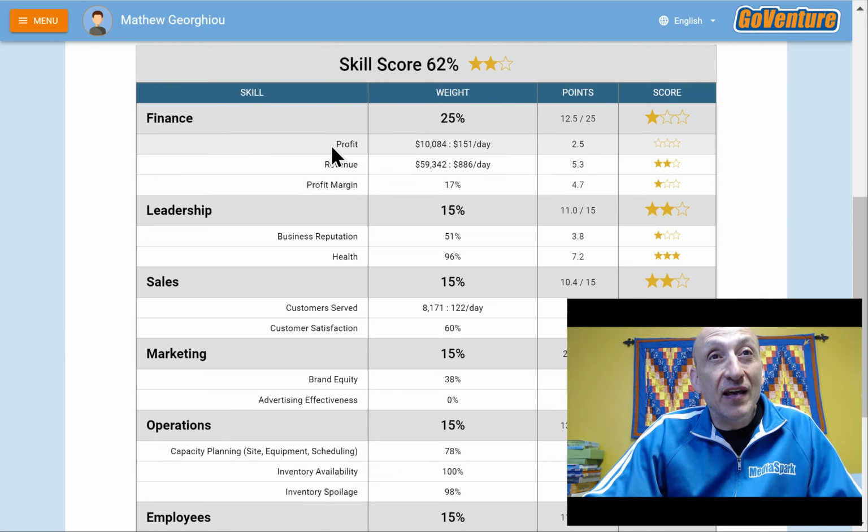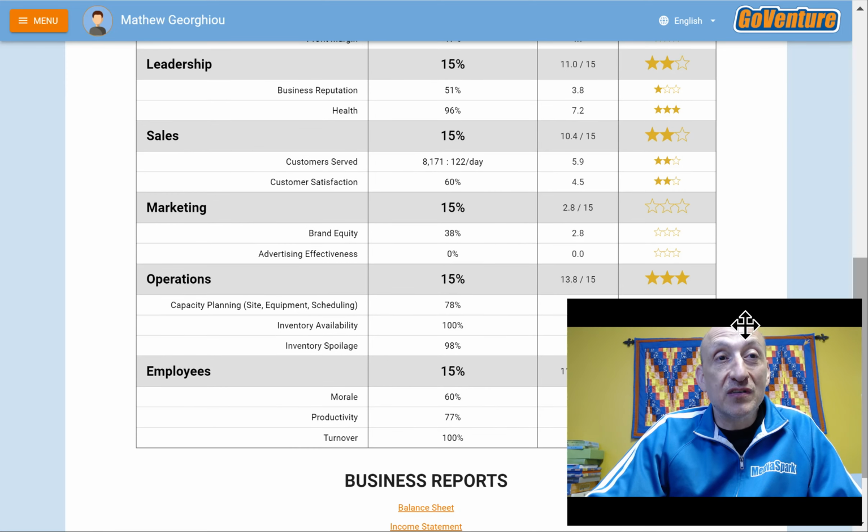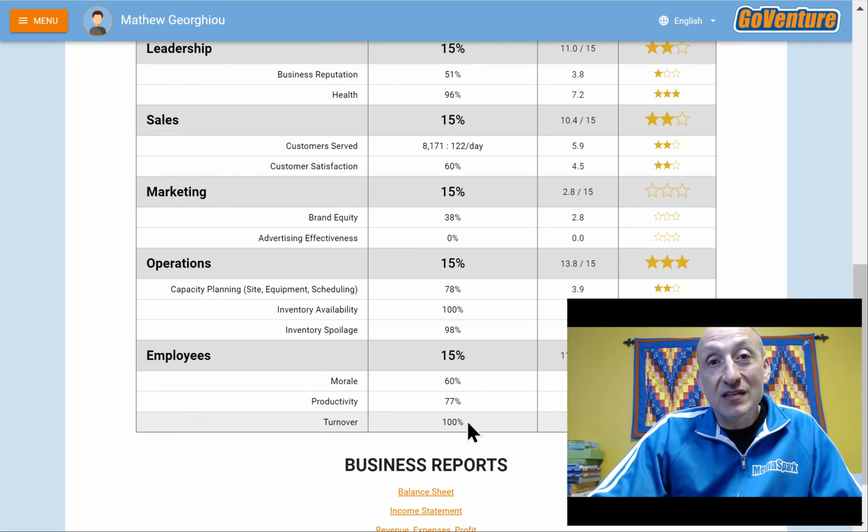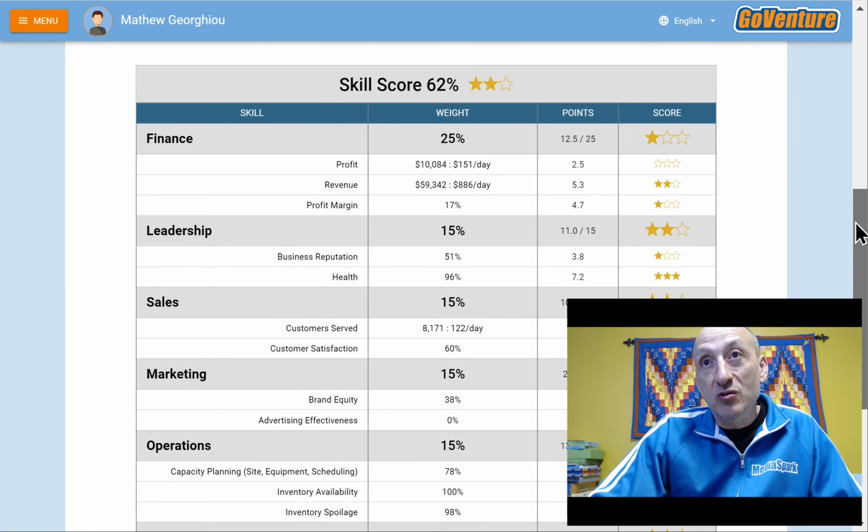And so then if we look at finance, we measure your profit and your profit per day, your revenue per day, your profit margin. In leadership, it's your business reputation, your personal health. In sales, it's customers served and customer satisfaction. In marketing, it's brand equity and advertising effectiveness. In operations, it's capacity planning in terms of your site, equipment, and scheduling. It's your inventory availability. So are you ordering inventory efficiently? Are you spoiling too much inventory? And your employees, it's morale, productivity, and turnover rate. And you'll see each one of these metrics is measured and scored, and then ultimately gives you a summary, a 0, 1, 2, 3 star review, but then also an overall score, which leads into your skill score.